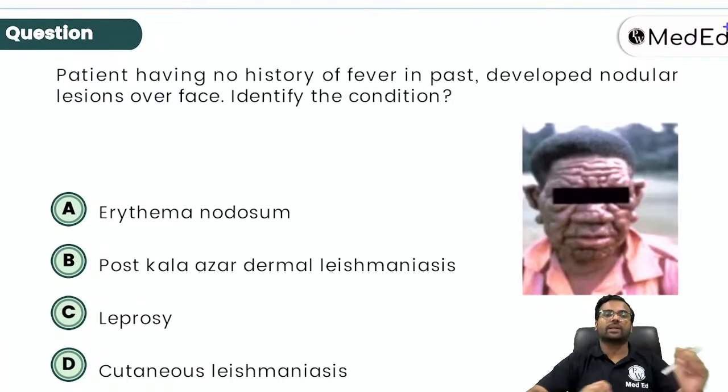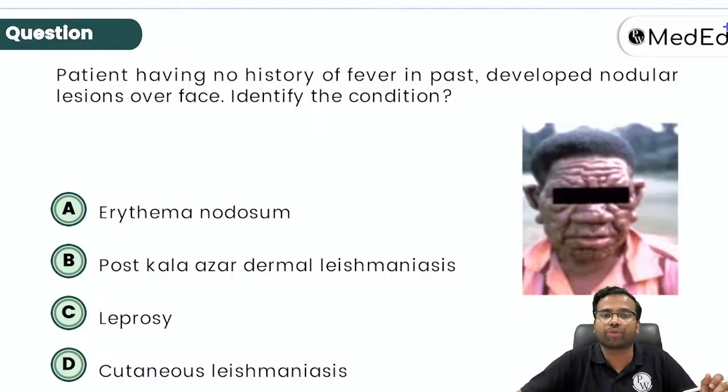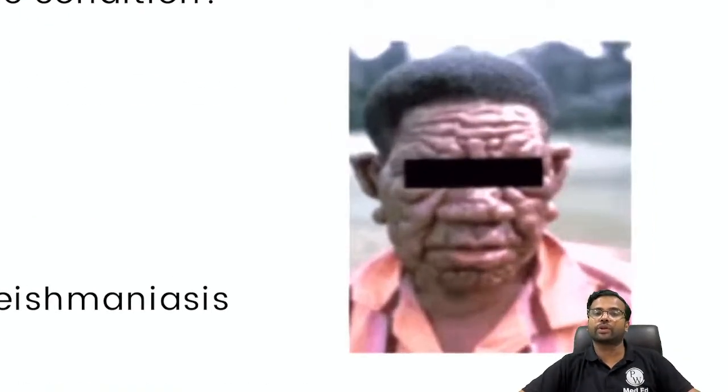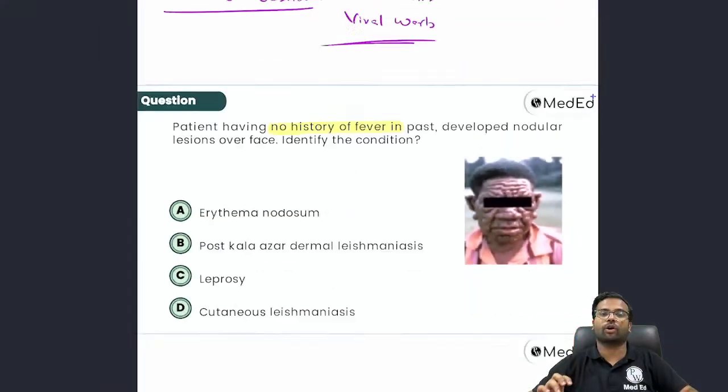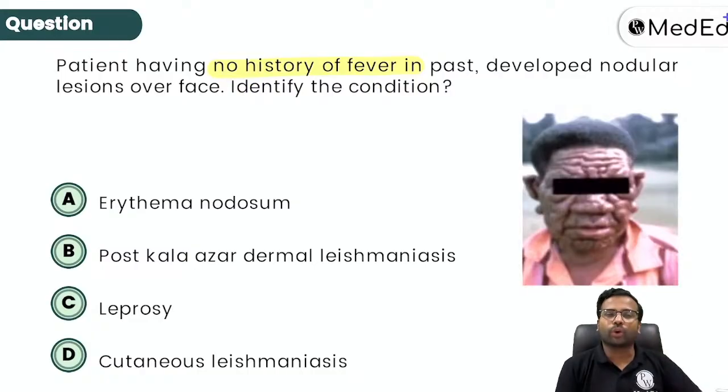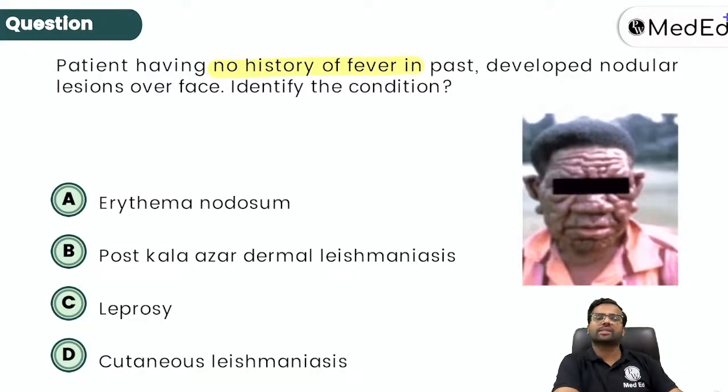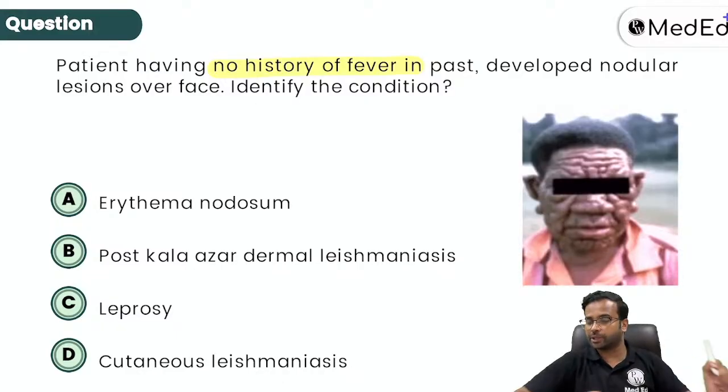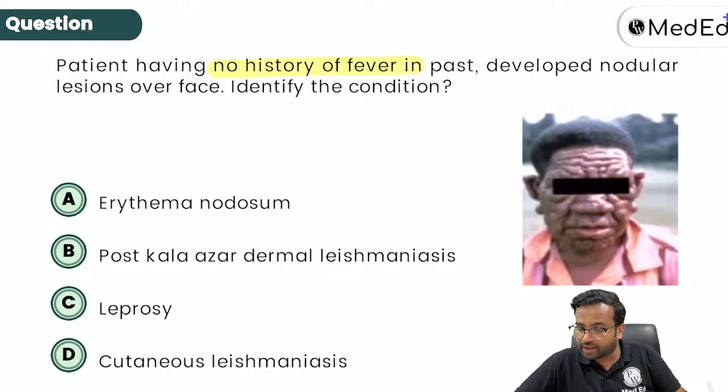Now let's see the next question. Patient has no history of fever. Well, the examiner started in that way. No history of fever in the past. Developed nodular lesions over the face. Identify the condition. So this is the image for you. Multiple nodules can be seen over the face. Is it erythema nodosum? Is it post-Kala-Azar dermal leishmaniasis? Leprosy? Cutaneous leishmaniasis? Yes, very good. I guess everyone is getting it right. The correct answer is leprosy.